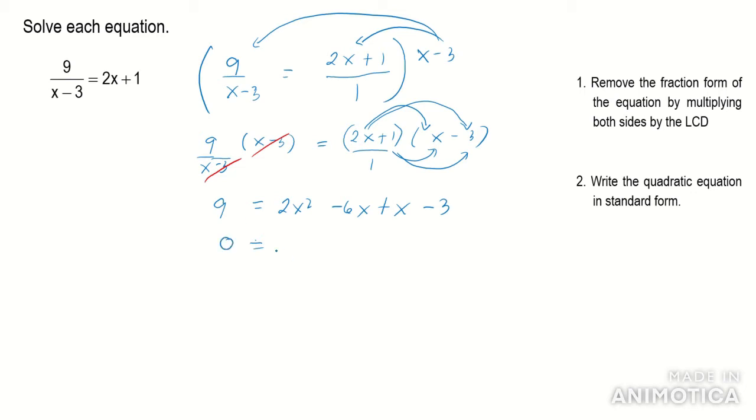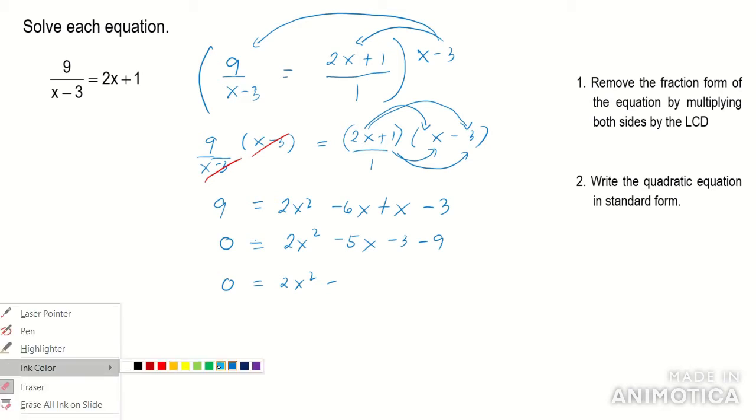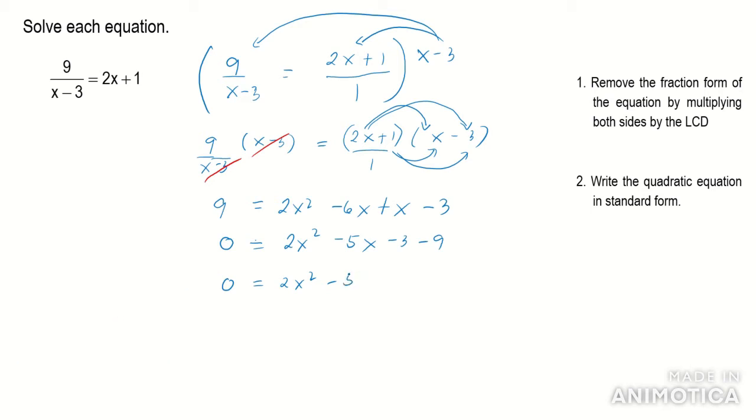So, ilalagay lang din natin dito ang 0. So, we have 2x squared. Negative 6x plus x is equal to negative 5x. We have negative 3 minus 9. So, we have 0 is equal to 2x squared minus 5x. Okay, let me check that. Minus 5x minus 12. Okay, so this equation can be solved by factoring, by trial and error.